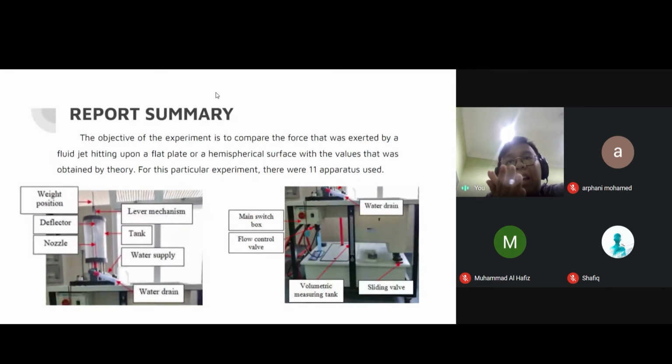For this particular experiment, there were 11 apparatus used. The first ones are the weight position, a deflector, the nozzle from the picture, the tank, the water supply, the lever mechanism, and also the main switch box, the flow control valve, the water drain, the volumetric measuring tank, and also the sliding valve. So next slide.